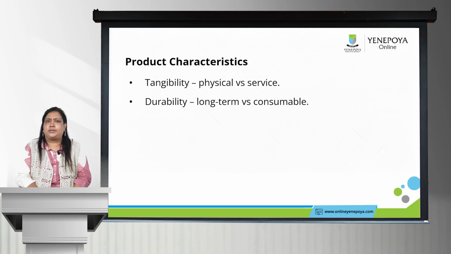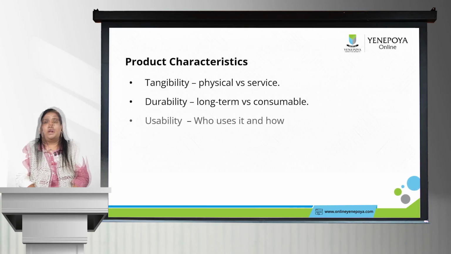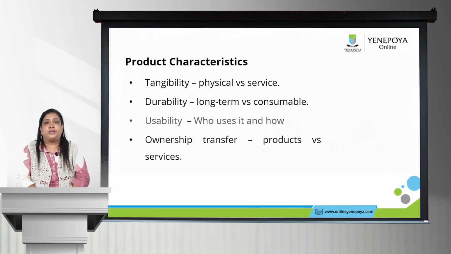The second is durability, how long it lasts. Durable goods are long lasting, like a TV or fridge. Non-durable goods are consumed quickly, like milk or soap. The third one is usability: who uses it and how? Consumer goods versus industrial goods. The fourth point is ownership transfer.